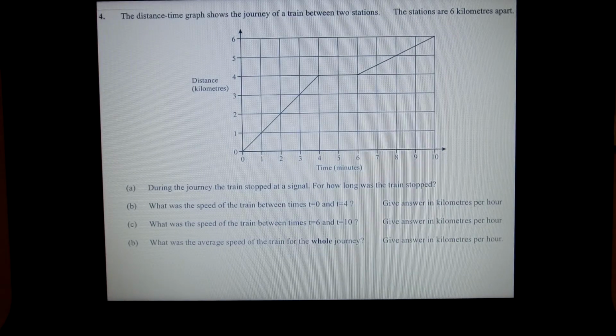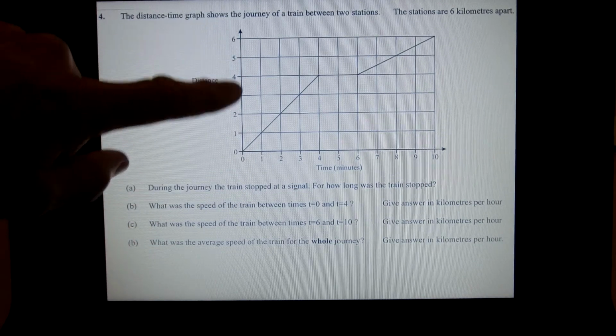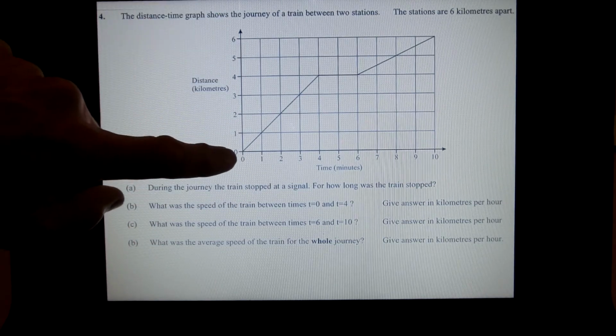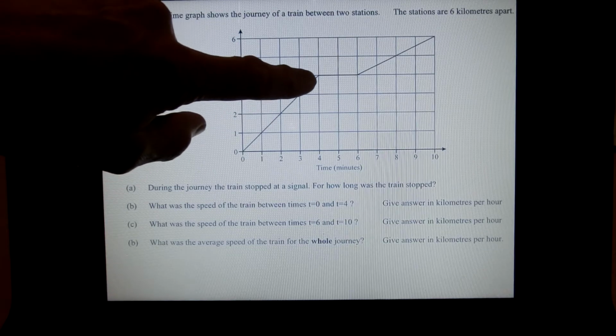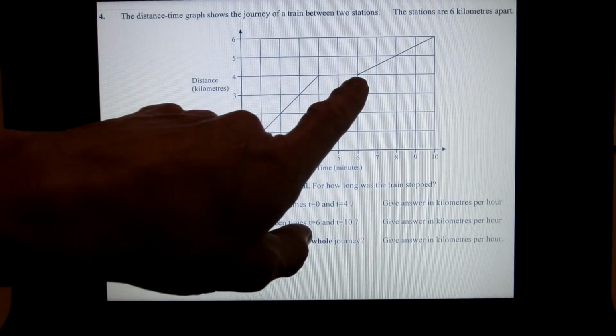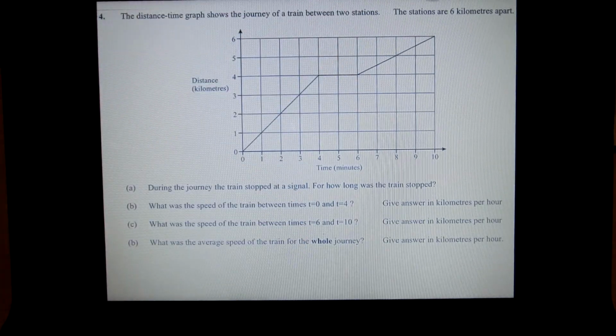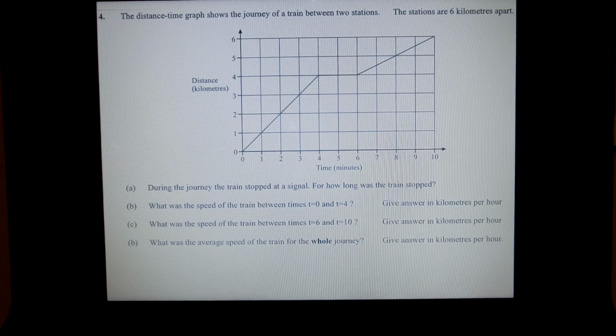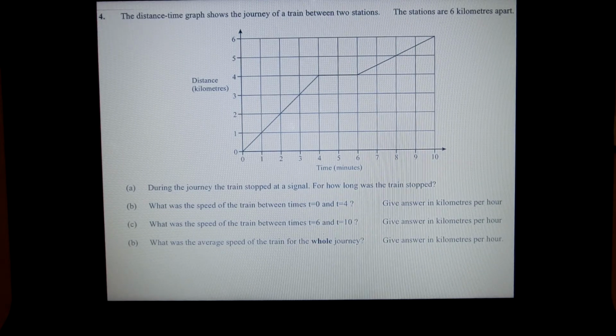Another distance-time graph. This is a journey of a train between two stations. The stations are 6 kilometers apart, so it looks like the train was traveling at a steady speed, then it was stopped, maybe at a station, and then it resumes its journey and arrives at the other station 6 kilometers away.